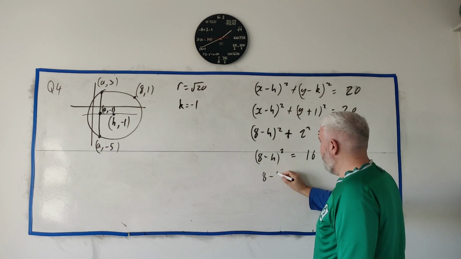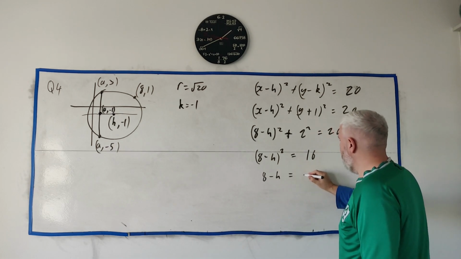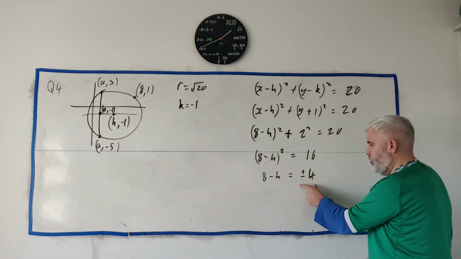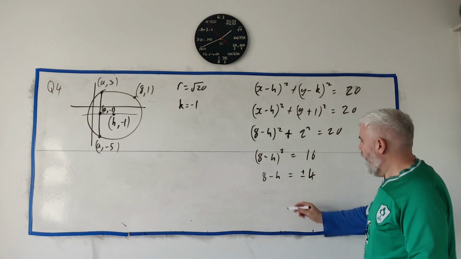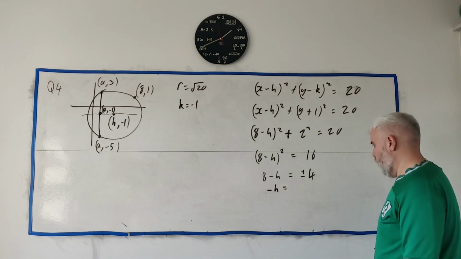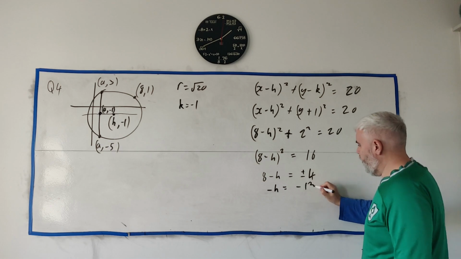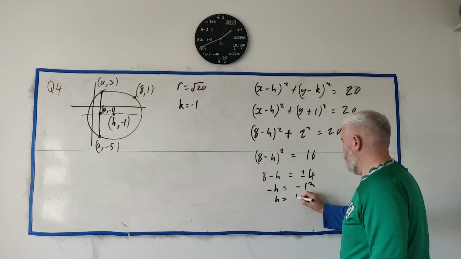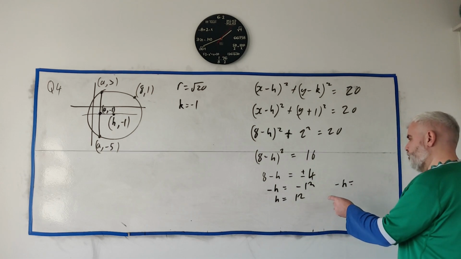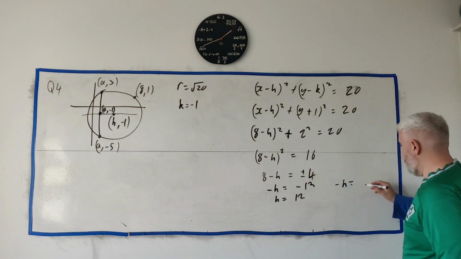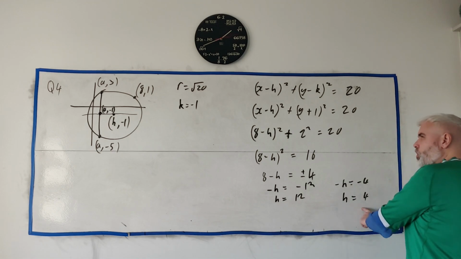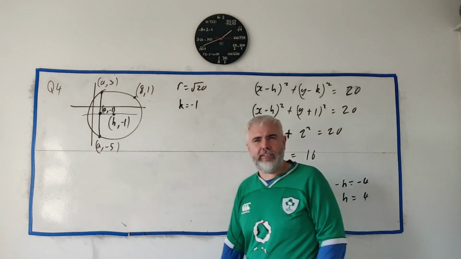That gives us 8 minus h is equal to plus or minus 4. Take the square root of both sides. Remember to do plus or minus though. That means minus h is equal to either minus 12, so h is equal to 12. Or minus h is equal to 4 minus 8, which is minus 4, so h is equal to 4. There's two answers. They didn't ask for two answers though.